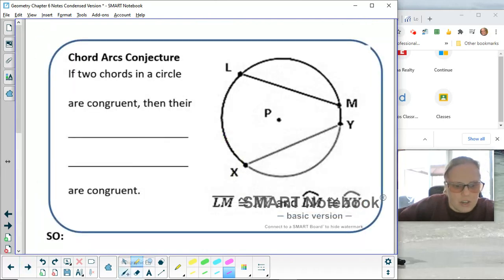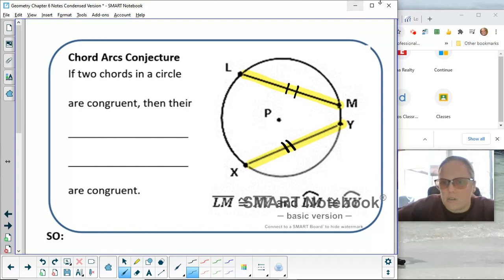All right, our next conjecture says chords arcs conjecture. If two chords in a circle are congruent, so that's the same thing we just had, here and here. Let's mark those as congruent or equal. That last property said the central angles will be the same. This one I don't have the central angle drawn in, but when I do have a central angle, like in this example, if I know the measurement of that central angle, let's say it's 70 degrees, then the intercepted arc, remember, is that same measurement.